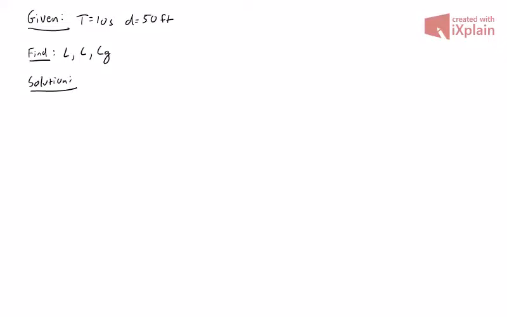All right, so for this problem, we have a wave that has a period of 10 seconds. It's in a water depth of 50 feet, and it asks us to solve for the wavelength, single wave celerity C, and then group celerity C sub G for the wave.